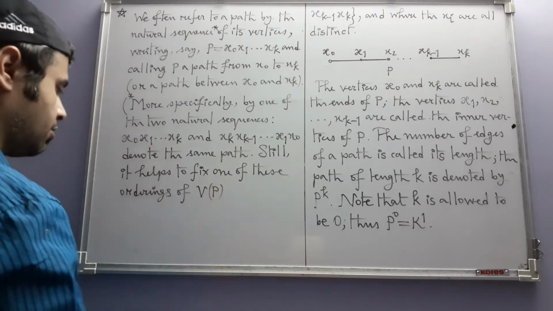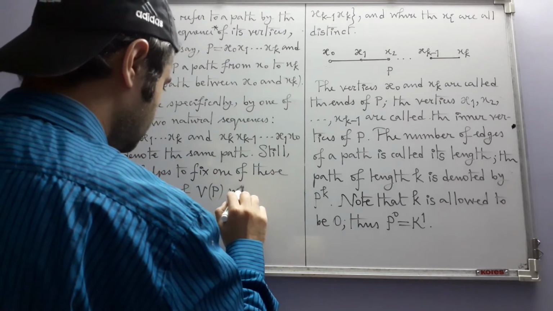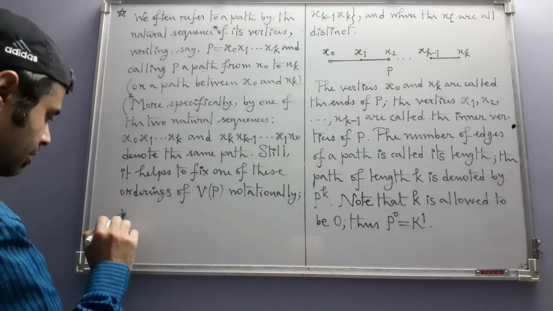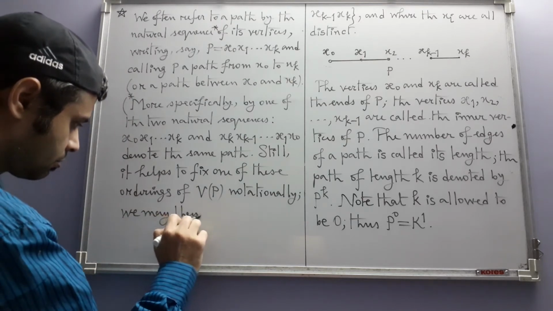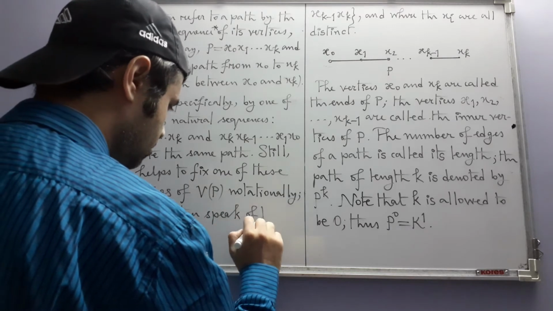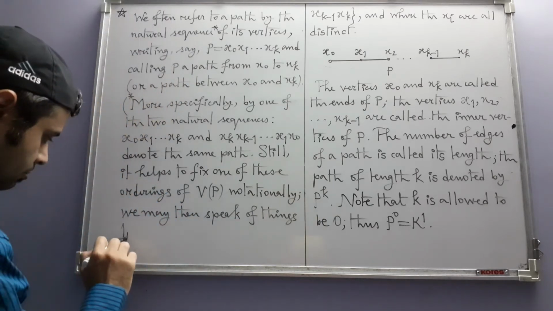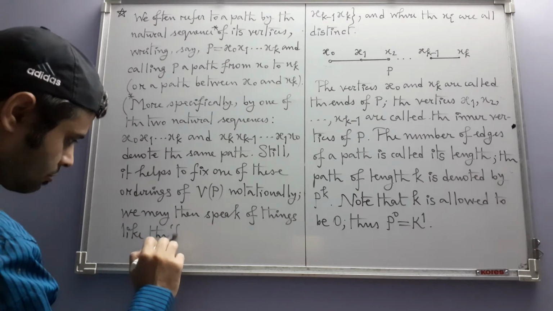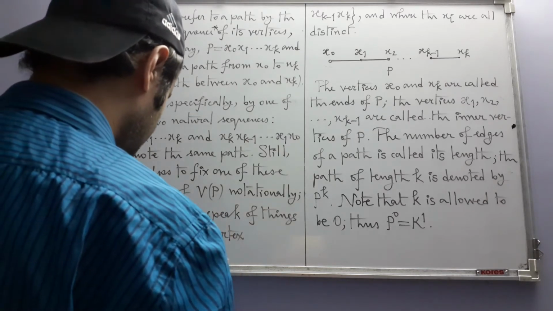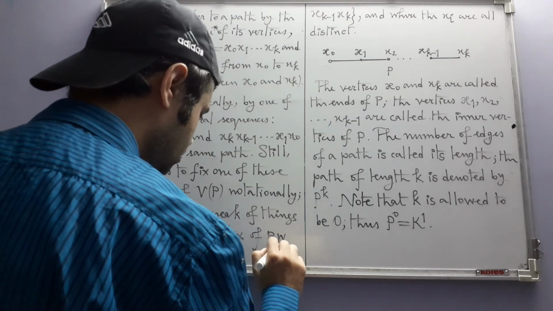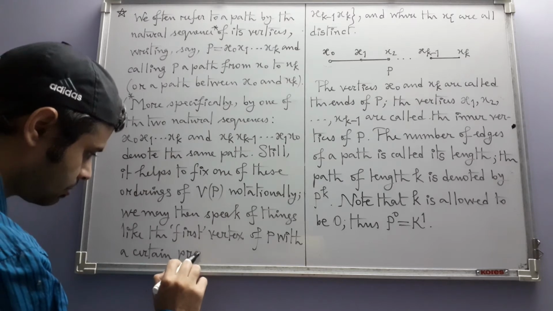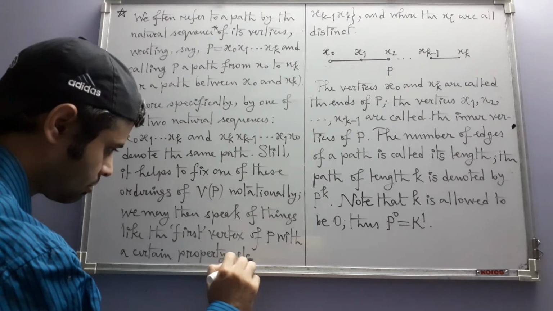Of the vertex set of P, notationally. We may then speak of things like the first vertex of P with a certain property, etc.